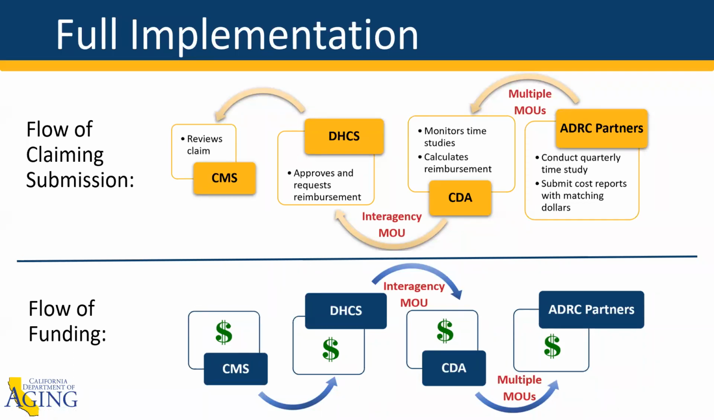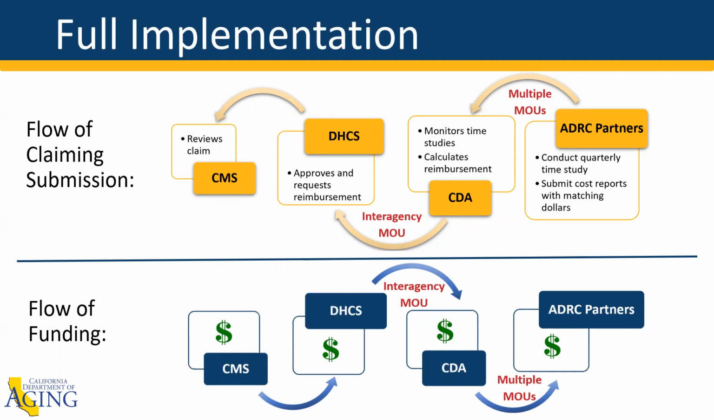But this slide you do want to pay attention to because it's a flowchart diagram that summarizes the entire MAC process once fully implemented. Okay, so starting in the upper right-hand corner, where it says ADRC partners, we're going to work our way backwards in a C pattern here. So this is where the ADRC partners would first identify the local staff who actually perform those Medi-Cal administrative activities. Those staff would participate in quarterly time studies to identify how much time they spend on MAC activities.